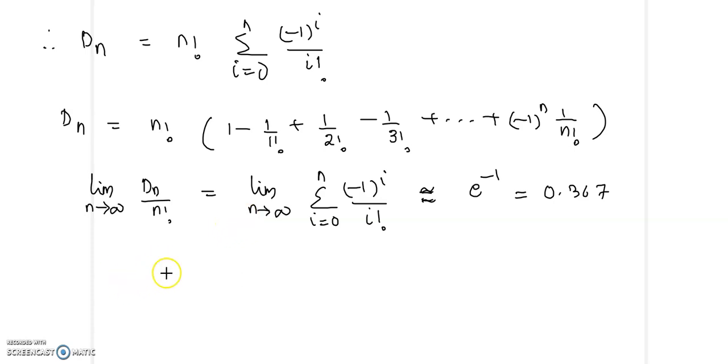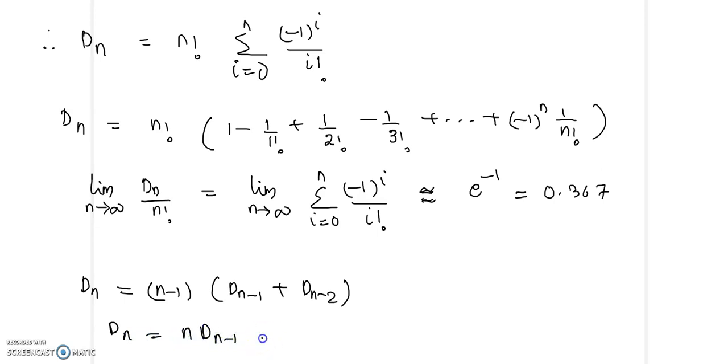And these are few recurrence relations involving dn. So dn will be equal to (n minus 1) into (dn minus 1 plus dn minus 2), and again dn is equal to n dn minus 1 plus minus 1 whole raised to n. So this is how you find the number of derangements using the generalized principle of inclusion and exclusion.